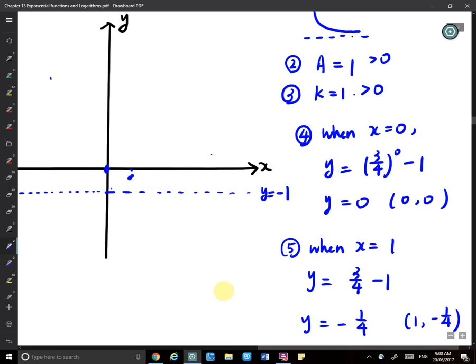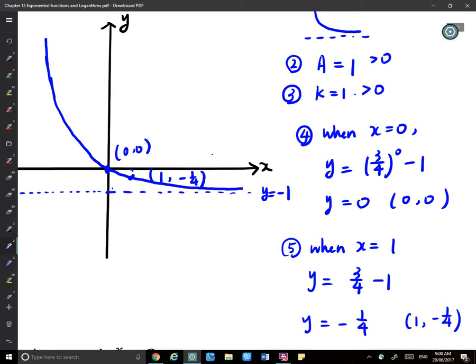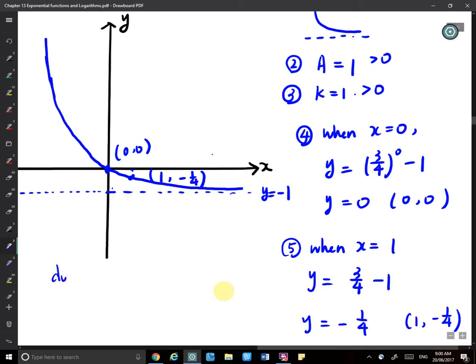Well, we need a smooth graph. Approaching the asymptote, parallel to the asymptote, and getting close enough to the asymptote. Have 0, 0 and 1, -1/4. That's the shape of the graph. What's the domain? Real. Okay, R. Range: -1 to infinity, not including -1.